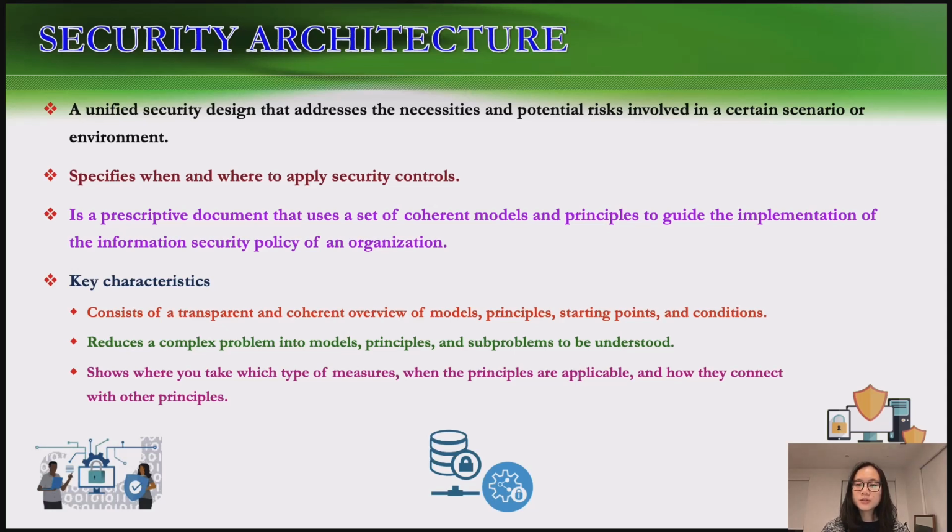Second, it reduces a complex problem into models, principles, and subproblems to be understood. Third, the models and principles show where you take which type of measures, when the principles are applicable, and how they connect with other principles.